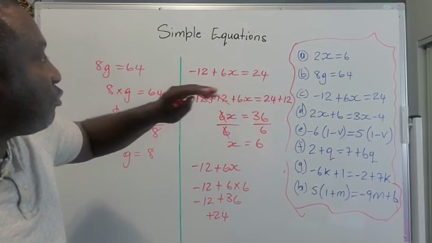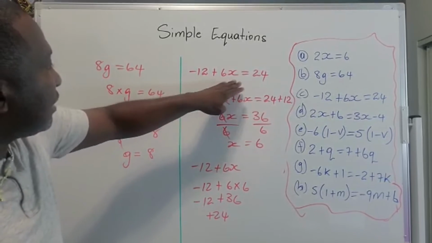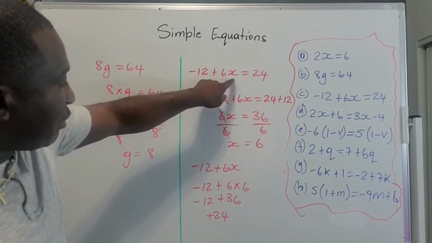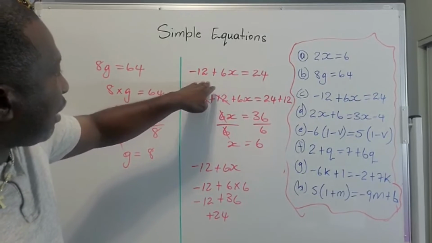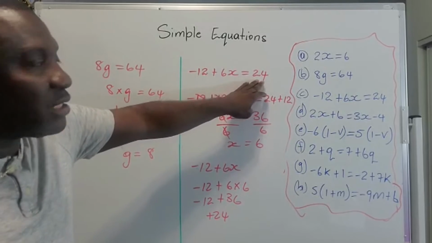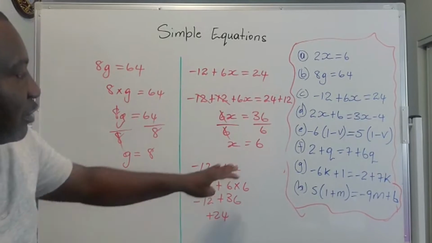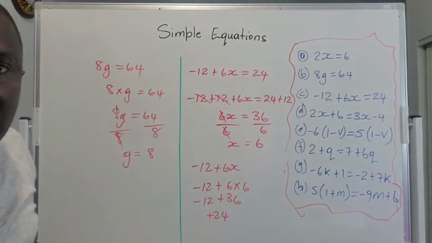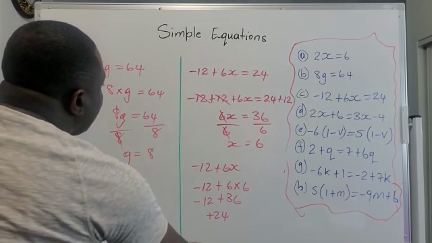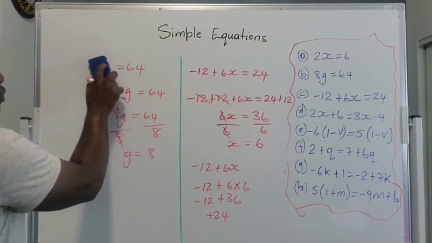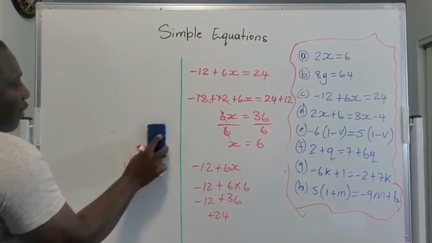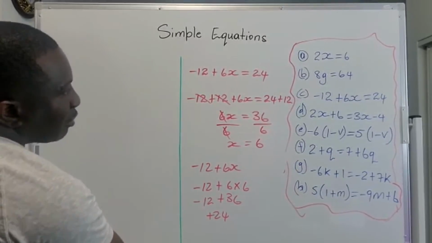Because the relationship here is whatever this number is, which we found to be 6, when we subtract or take 12, our outcome is 24. So x is really 6. Let us move on, guys. So I'll continue into another problem there.